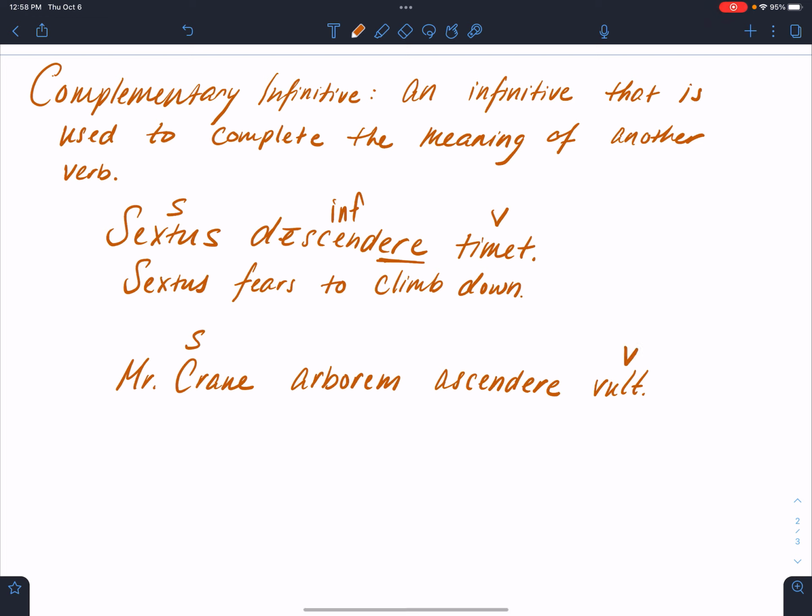Right, so if I were to just say Mr. Crane wants, that feels empty. It feels like there's more. We need to have a little bit more there, right? Because then that's an incomplete thought, so we need to complete it. And what are we going to complete it with, everybody? Yeah, the infinitive. All right. So which is my infinitive? Arborem or ascendere? Ascendere. Right, because it ends in ERE. Go ahead.